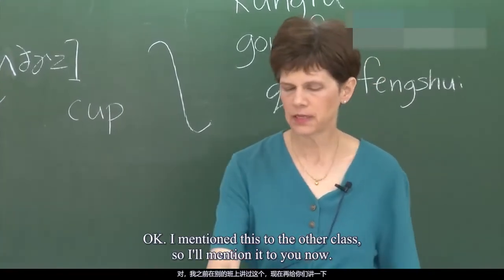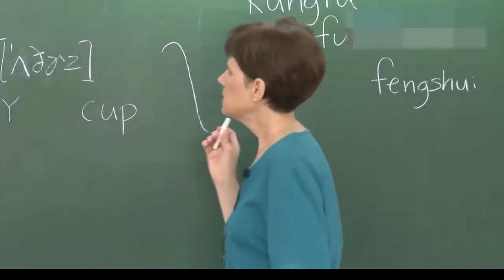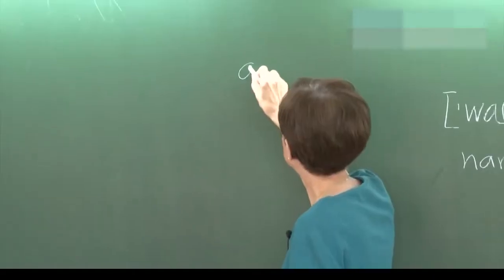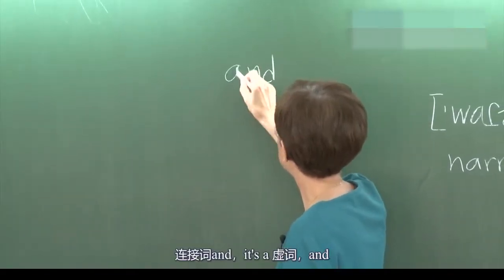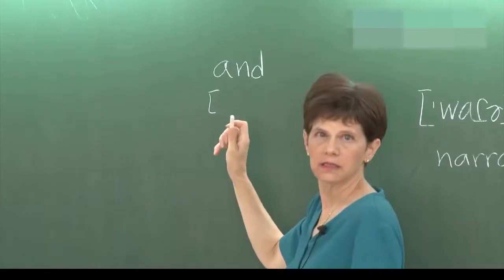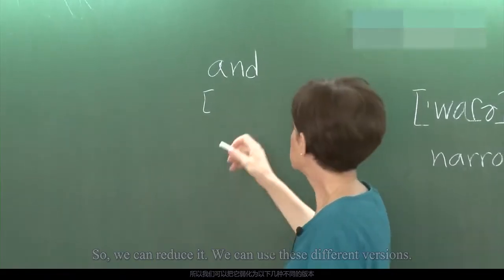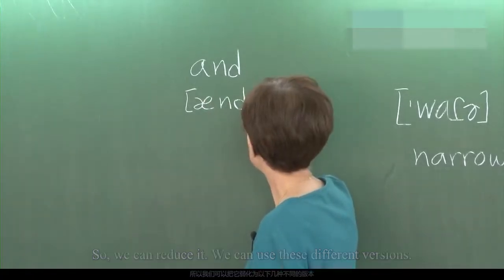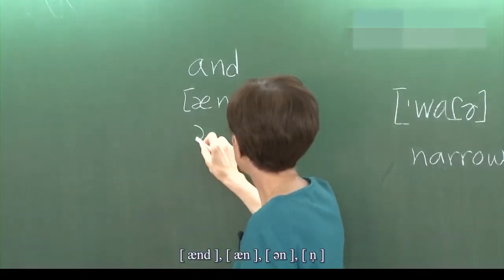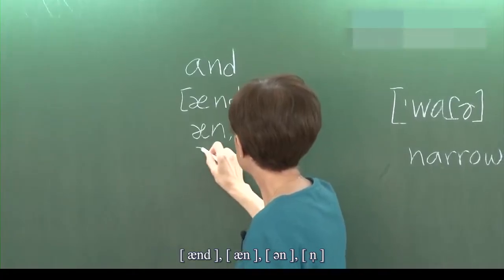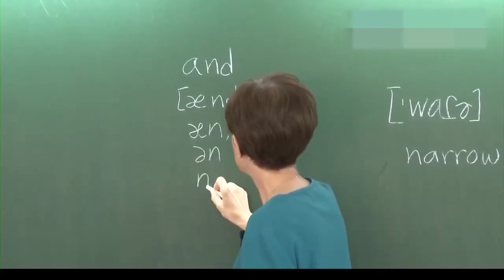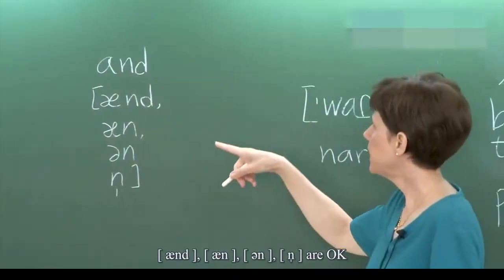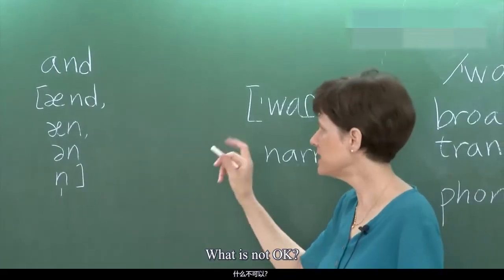Okay, I mentioned this to the other class, so I'll mention it to you now. There are a few ways that we can reduce and. 连接词 and, it's a 虚词 and we reduce it. 没有重音，很虚. So we can reduce it. We can use these different versions. All of these are okay. What is not okay?